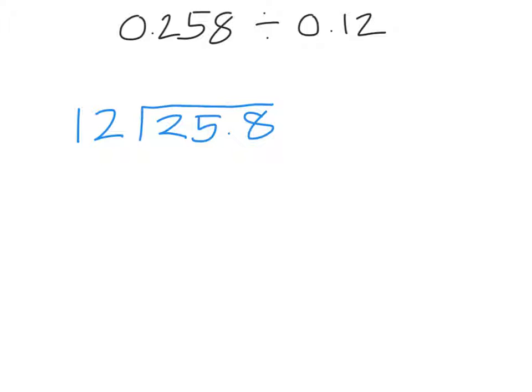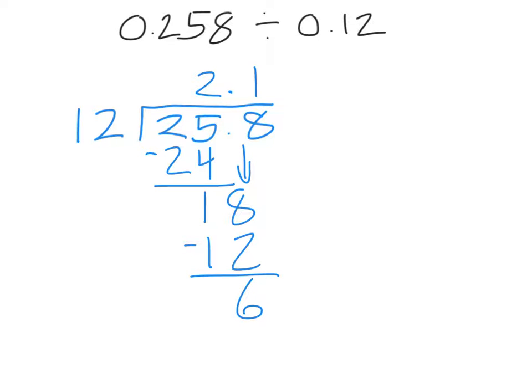I'm going to go ahead and put my decimal point right up here in the answer, right above where it goes in the dividend. And now 12 into 25 will go 2 times, which is 24. Subtract, bring down the 8. 12 into 18 will go 1 time.